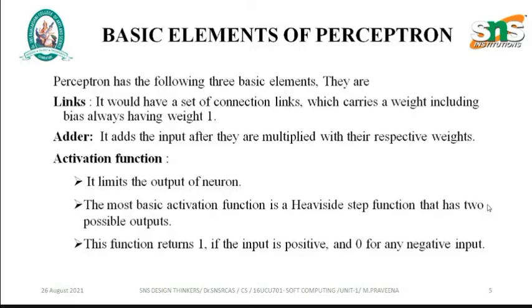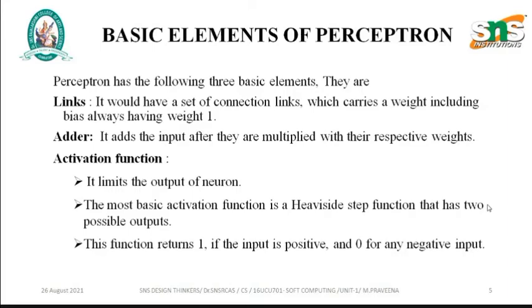The most basic activation function that we use here is the Heaviside step function, which has two possible outputs. What are the two possible outputs? 1 and 0. This function returns 1 if the input is positive, and it returns 0 if the input is negative. These are the basic elements of the perceptron.